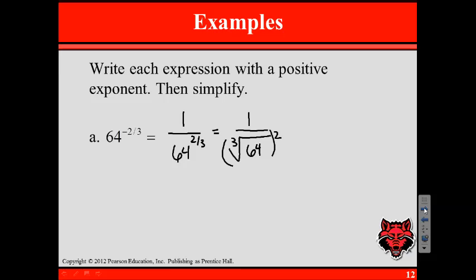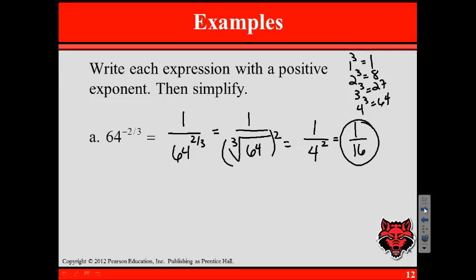The cube root of 64, if you remember that list of cubes I made before, 1 cubed is 1, 2 cubed is 8, 3 cubed is 27, 4 cubed is 64. So the cube root of 64 is 4. This becomes 1 over 4 squared. 4 squared is 16. So the answer is 1 over 16. You have to have a positive exponent before we can go through the simplification process.